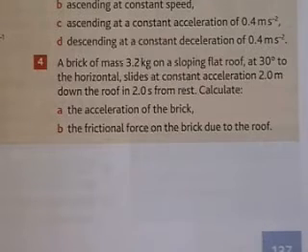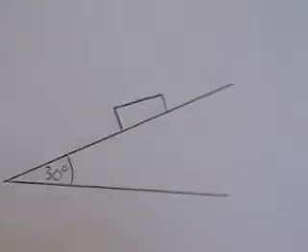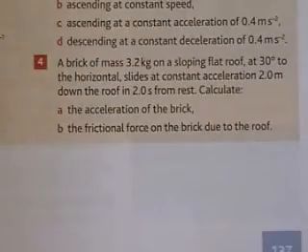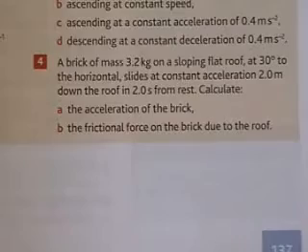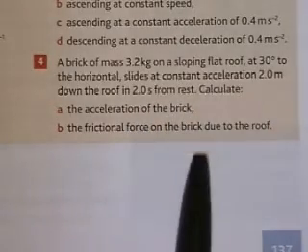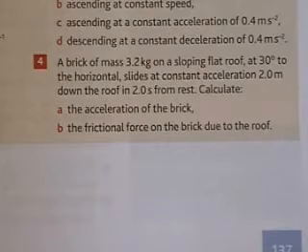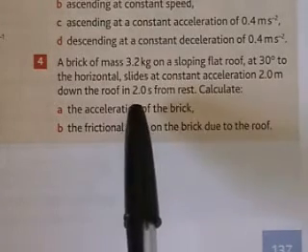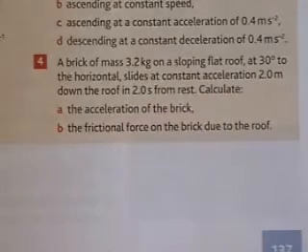Question 4, well, it looks horribly complicated. Perhaps it is, but let's see. So you've got a brick sliding down a roof. Now what does the question tell us and what do we need to know? It says it's got a constant acceleration and it travels 2 meters down the roof in 2 seconds from rest. And it's asking us for the acceleration. So it tells us how far it goes, how long that takes, and that it starts at rest. Well, to me that looks like a SUVAT question.